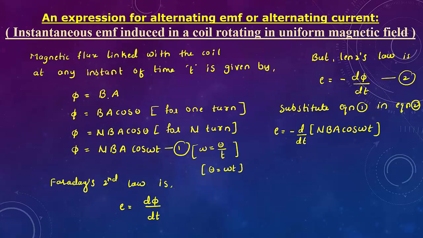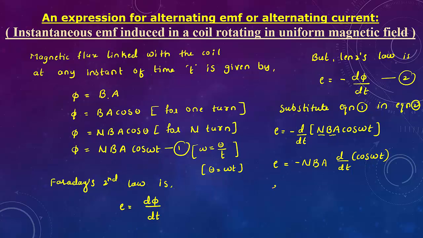Let us differentiate this equation. E equal to minus, keep as it is. Number of turns of the coil is constant, take outside. We considered uniform magnetic field. It is also constant, take outside. Then A is the area of the given coil. It is also constant, take outside. Remaining is d by dt of cos omega t.